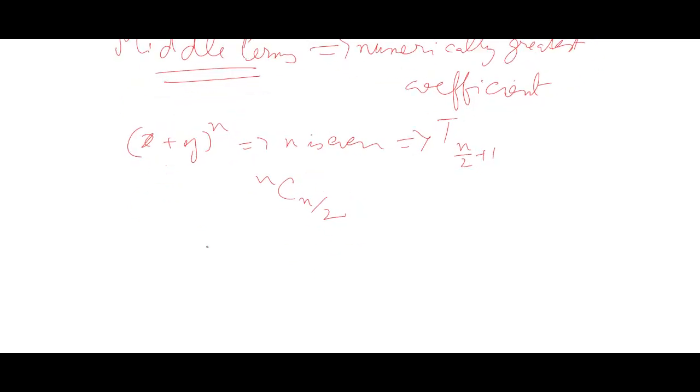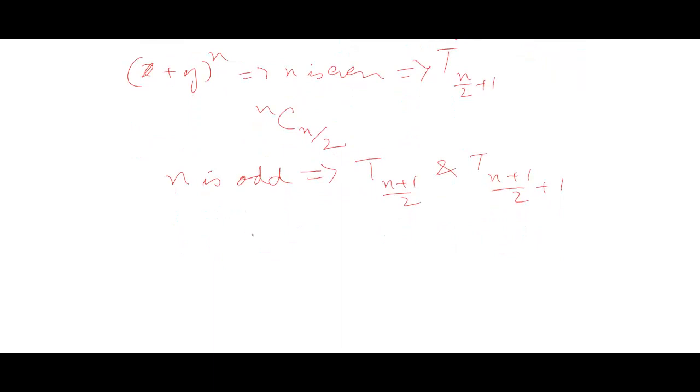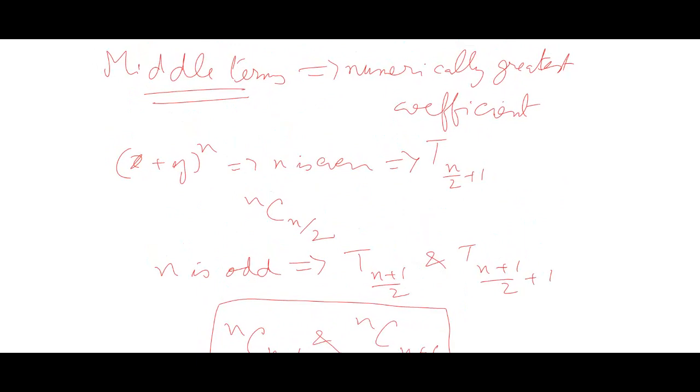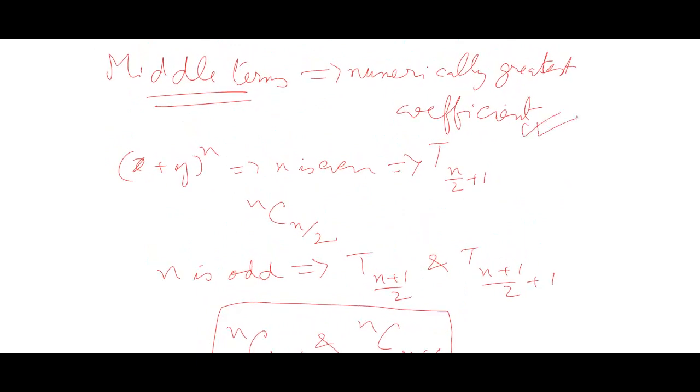Whereas if n is odd, then the numerically greatest coefficients will correspond to the two middle terms, which will be t_((n+1)/2) and t_((n+1)/2 + 1). Therefore, the numerically greatest coefficients will be nC((n-1)/2) and nC((n+1)/2). The values of these two coefficients will be the same, and they will together be the numerically greatest coefficients. Thank you.